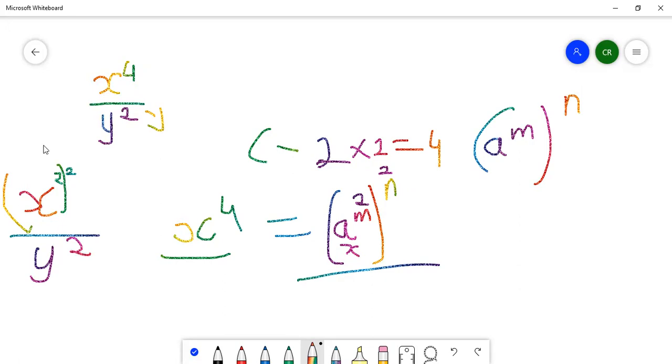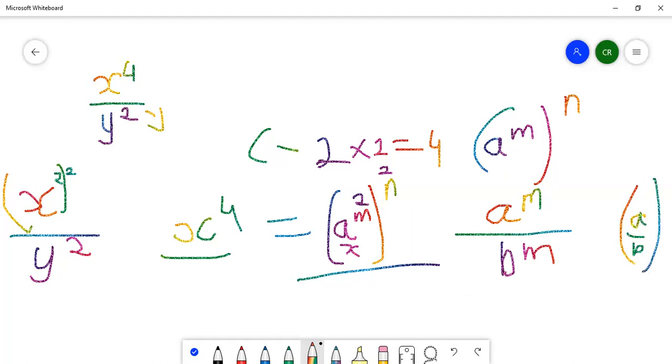Okay. Now here, what we studied in the sixth law: a to the power m upon b to the power m, what will it be? It will be a upon b whole raised to n. So now we will apply this law in this question.